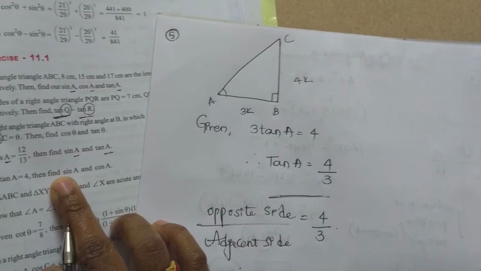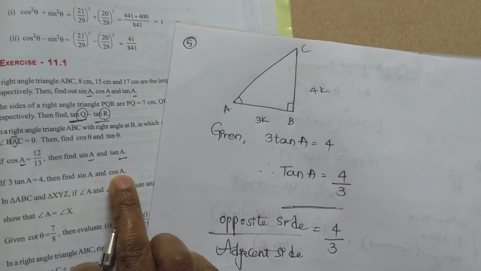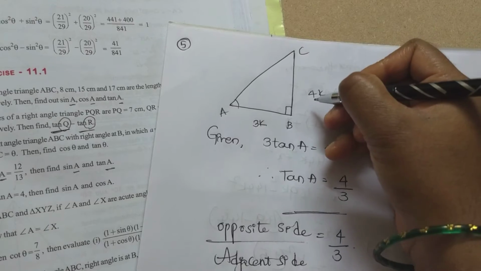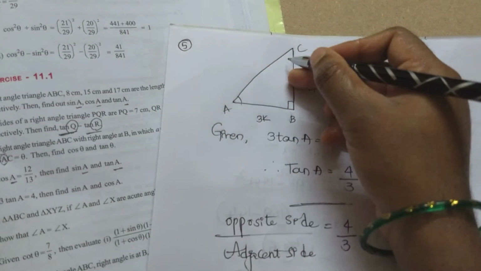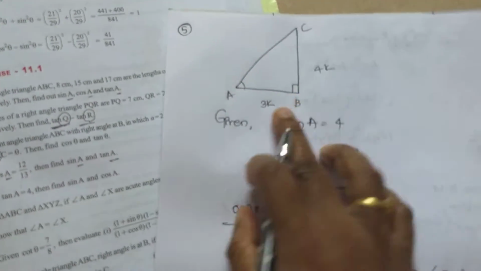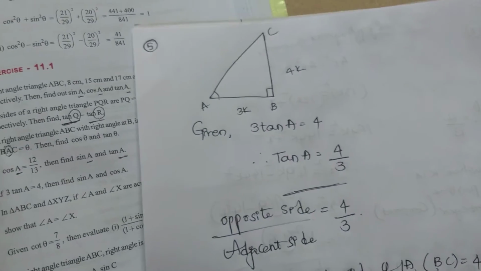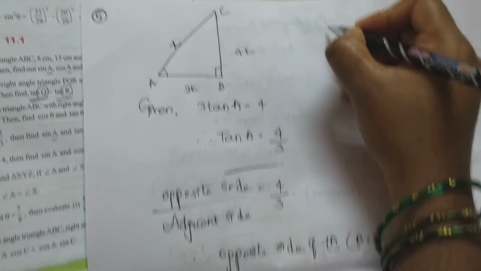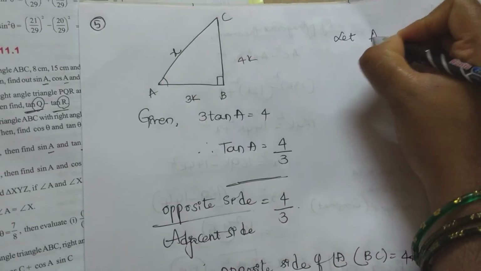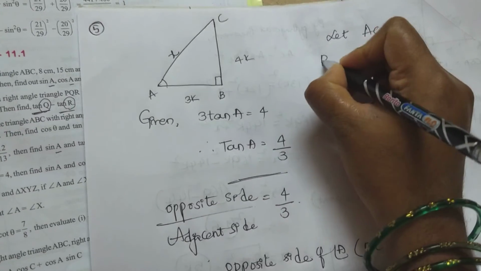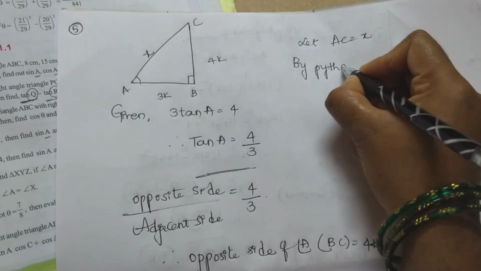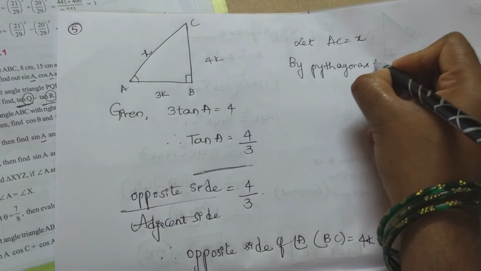In the question they asked us to find sin A and cos A. For both of them you need to find the hypotenuse, because sin A value is opposite side by hypotenuse. In the same way cos A value is adjacent side by hypotenuse, but you don't know the hypotenuse. So that's why I am assuming it as x. Let AC equal x. Since the triangle is a right angle triangle, by Pythagoras theorem we can find the other side.